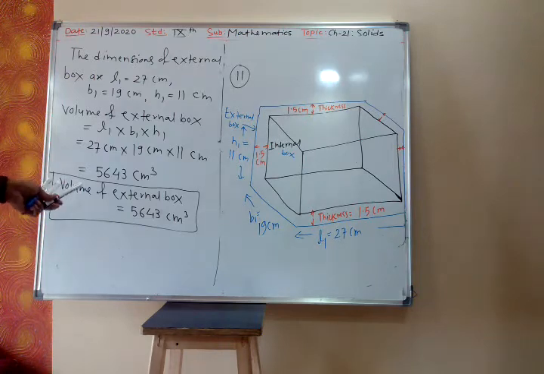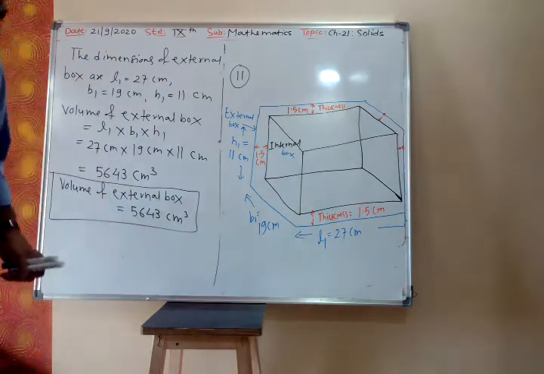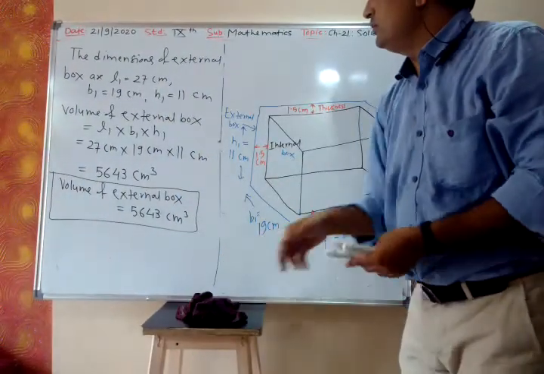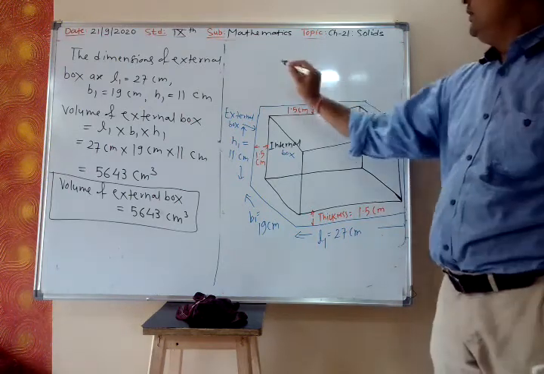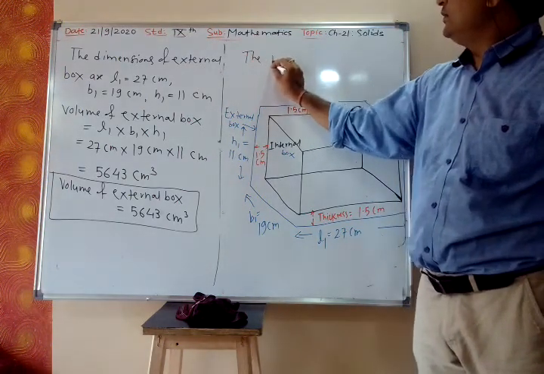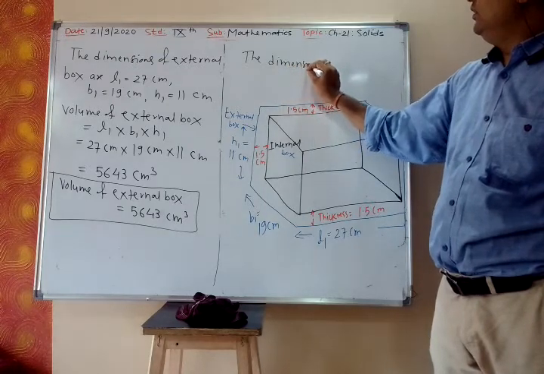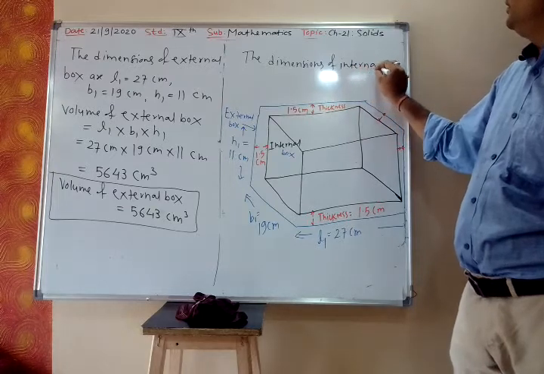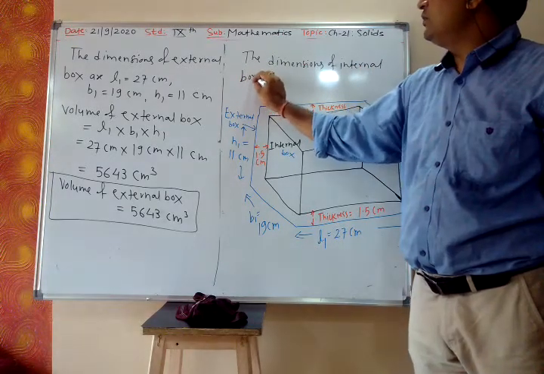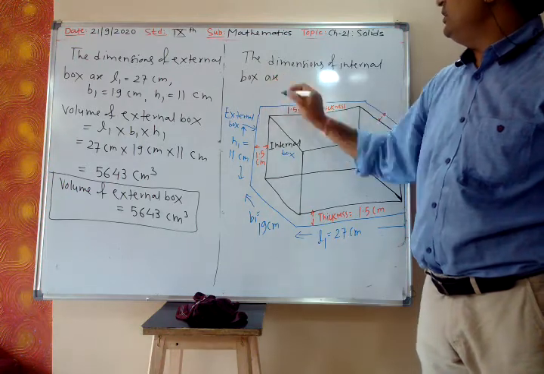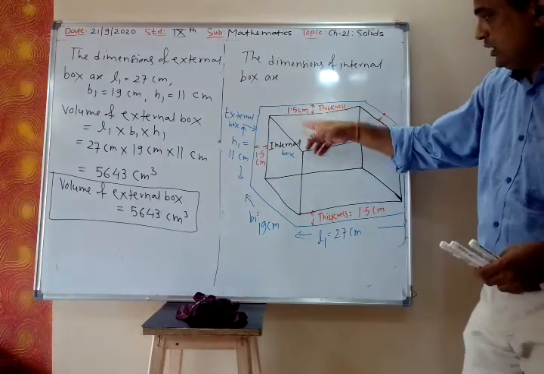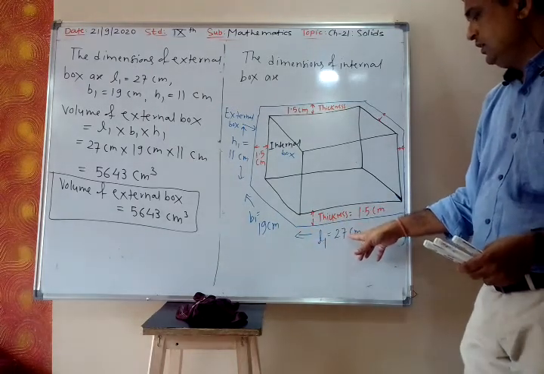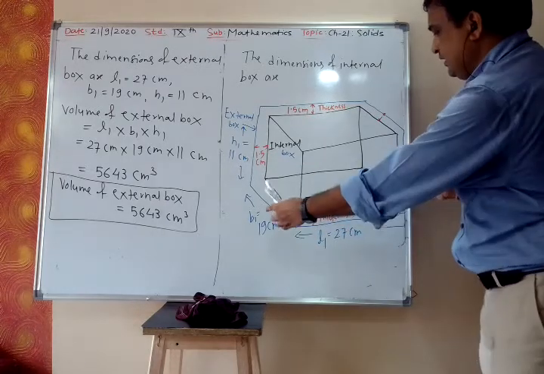Now we have to find the dimensions of the internal box. What are the dimensions? Tell me. What is the total external length? 27. This total is 27.